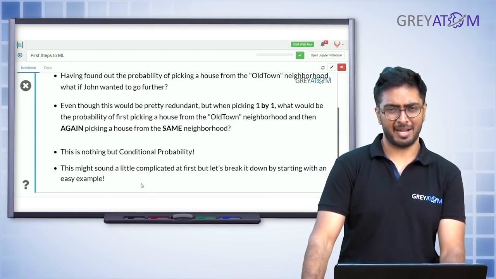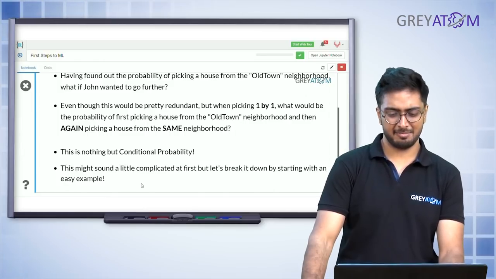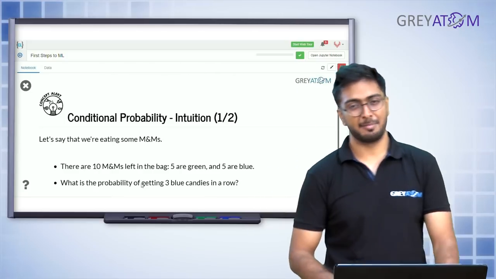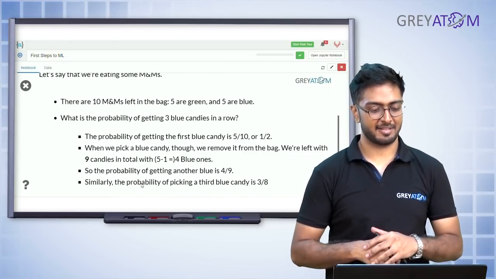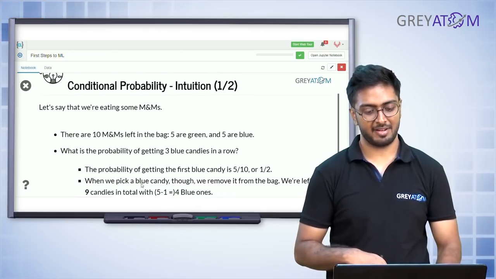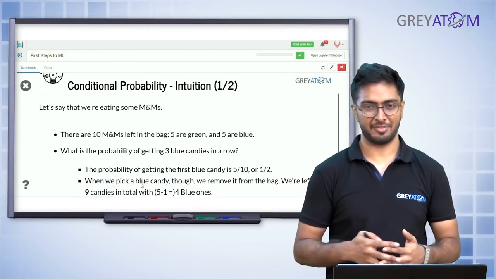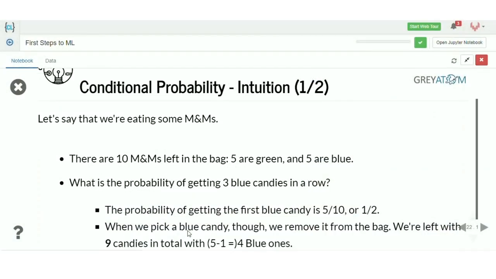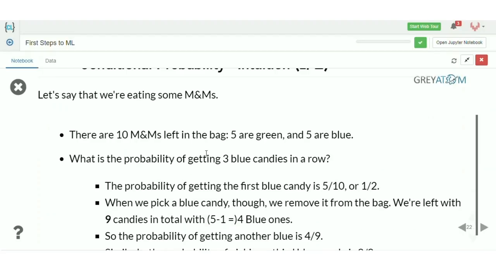And this might sound complicated, but let's break it down starting with an easy example. That's always the best way, to use simple examples to get at complicated concepts. So let's say there's a bag and we are eating M&M's. I don't know if you're familiar with these chocolates. There are 10 chocolates in the bag, 5 are green, 5 are blue. So what is the probability of getting three blue candies in a row?